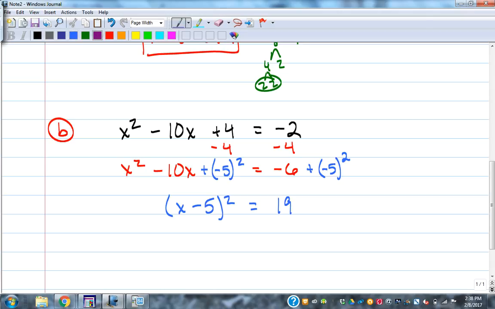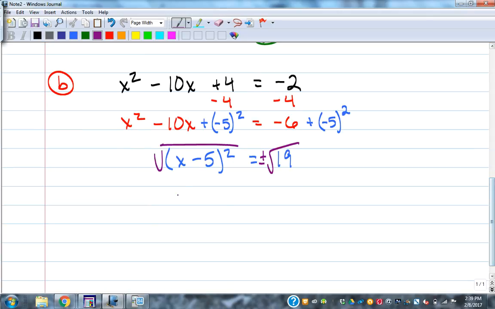Once you get here, square roots. Okay, the hard part is up here. This should be the easy part. This is what we just talked about for a couple of days. So here should be the quicker part. And then get x by itself. What's 5? 5 plus or minus the square root of 19.